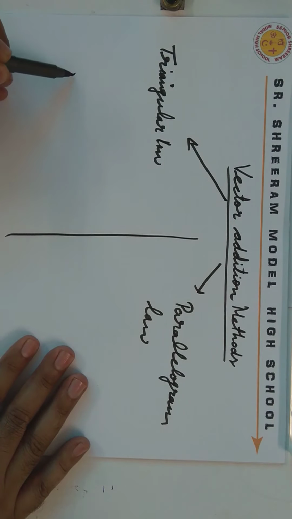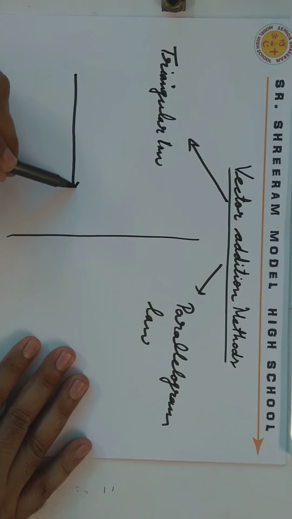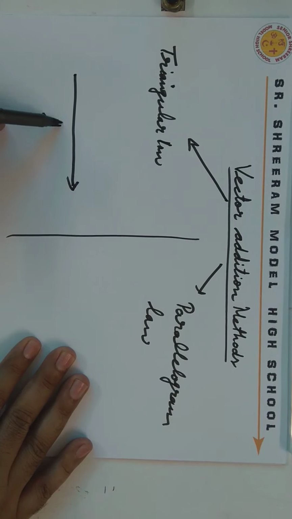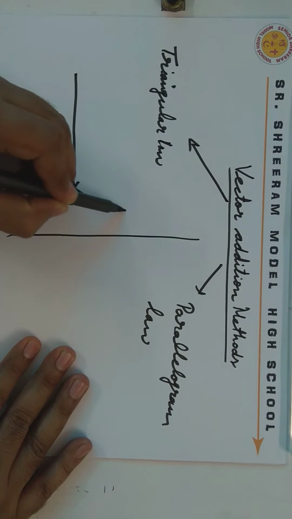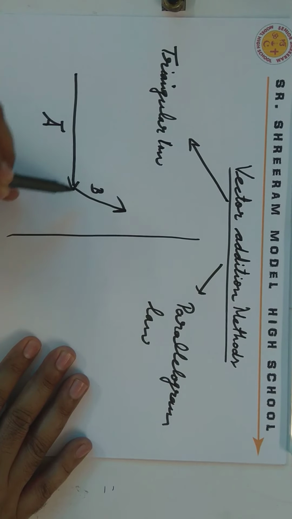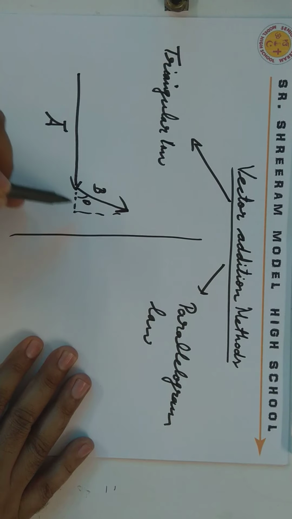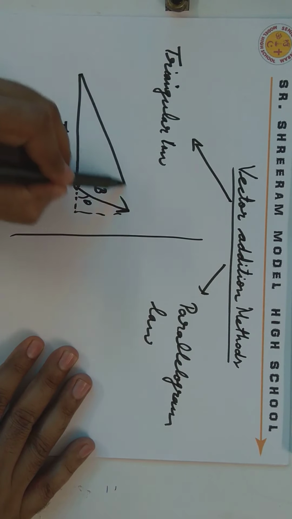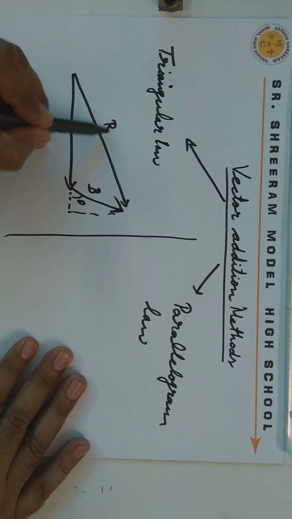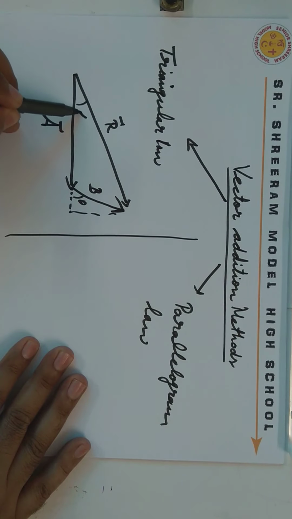In triangular law, what we do, we take the first vector, we take the second vector, just do the component of the second vector, and this is our resultant vector. We have already done this.